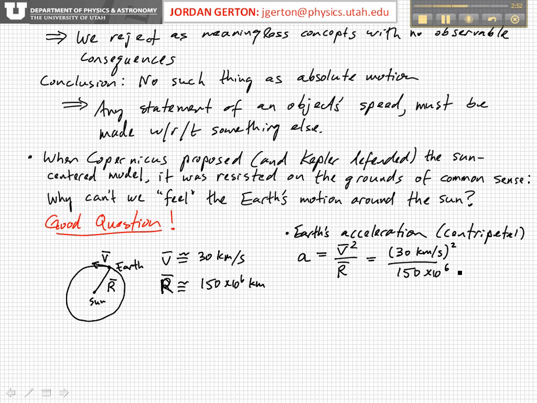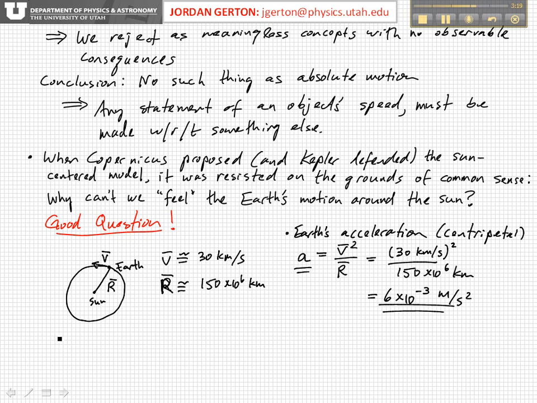Okay, so if we plug in numbers, we get 30 kilometers per second, squared, divided by 150 times 10 to the 6th kilometers. Now, if you work it out, this is equal to 6 times 10 to the minus 3 meters per second squared. So that's the centripetal acceleration of the Earth as it orbits the sun.